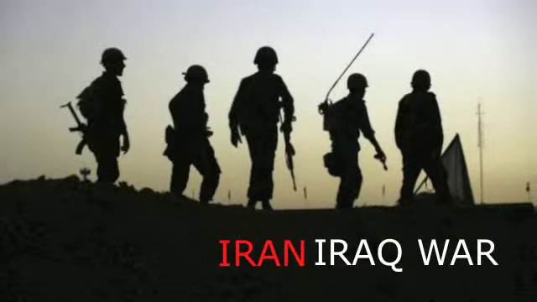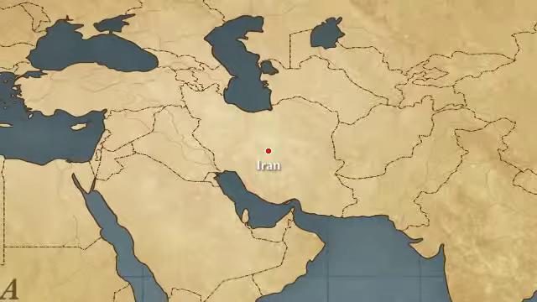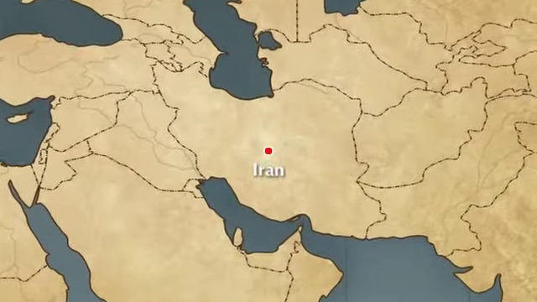The Iran-Iraq War. The Iraq-Iran War, also known as the Gulf War, was an armed conflict between two forces, Iraq and Iran. This lasted between 1980 and 1988, making it the longest conventional war of the 20th century. The United States was also involved in the war. The war took place in both Iraq and Iran.